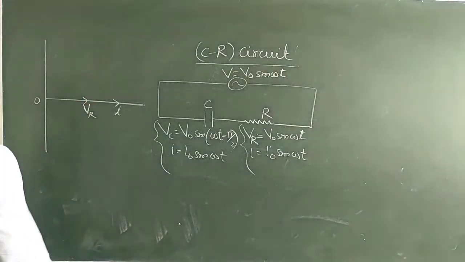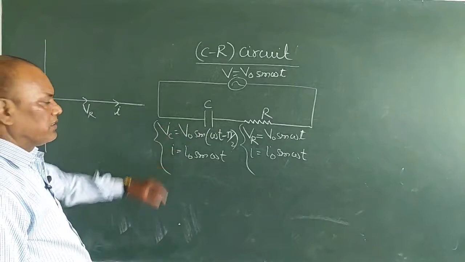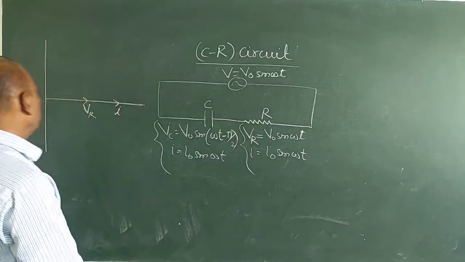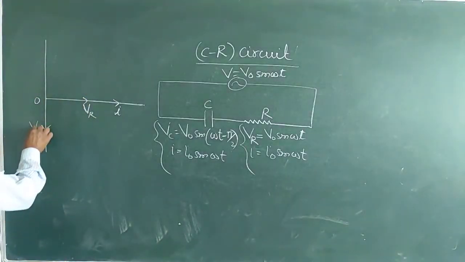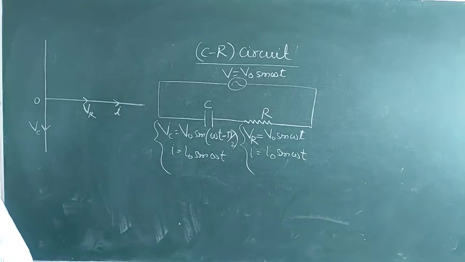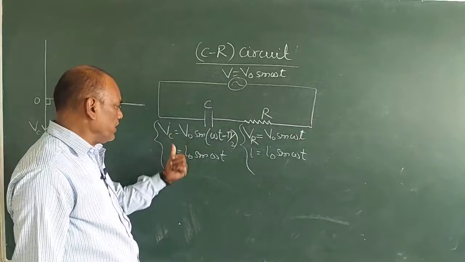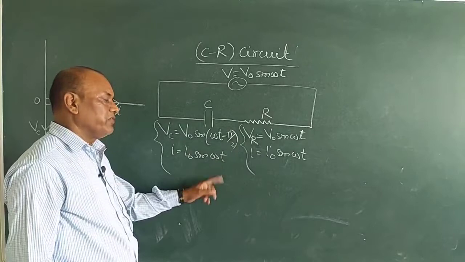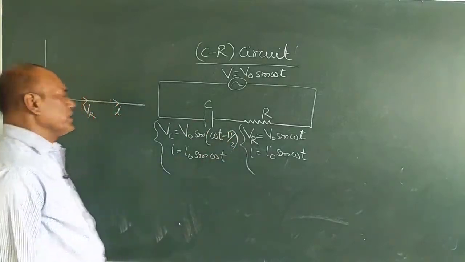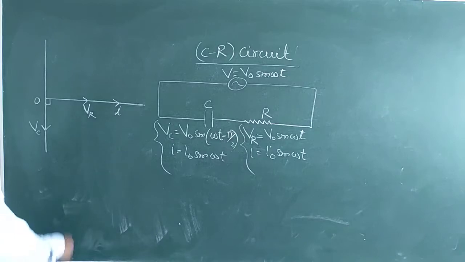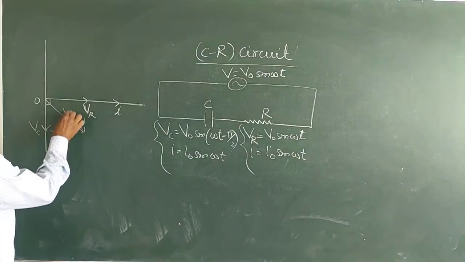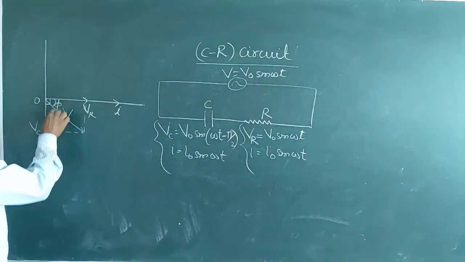This is origin O. In the case of a capacitor, the voltage lags behind the current, so VC will be plotted in the negative direction of voltage, because here it is 90 degrees. Now between I and VC there is a phase difference of minus pi by 2, so this will be in the negative direction. Now this will be its resultant, that is V, and suppose this angle is phi.